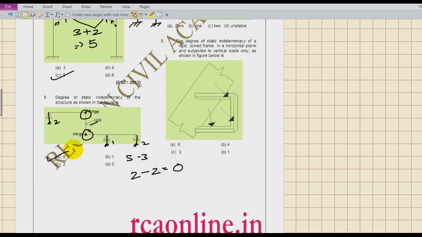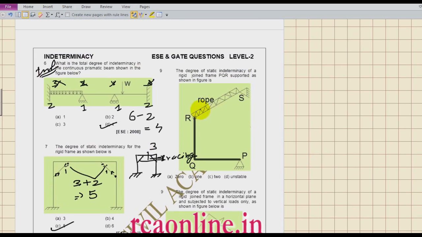So what is the static indeterminacy? It will be 0. I repeat, what is happening? 2 is the static force in the hinge, 1 force in the roller, and 2 forces in the hinge again. So total 5. Equations available 3. So I get 2. Is it okay? Now because of the link which is joined at 2 hinges, this hinge gives 1 additional equation and this hinge gives 1 additional equation. So 2 minus 2 is 0, and this is a statically determinate structure to be solved. Is it okay?